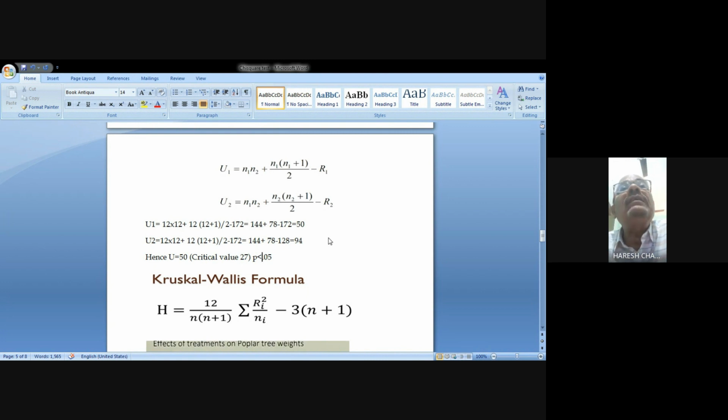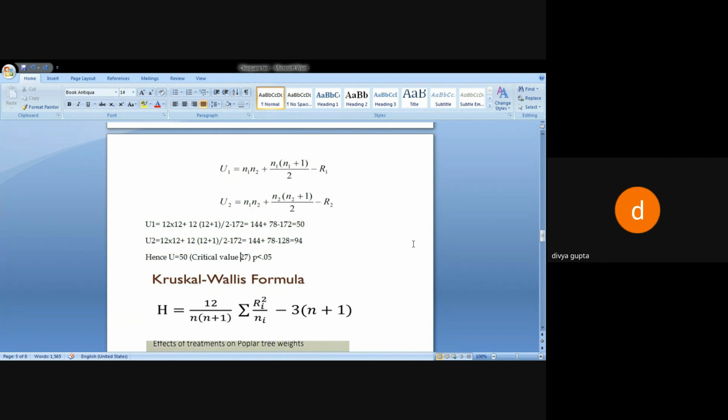Sir, why not here we can write 0.01? Yes, you can write 0.01. But for that, you have to find out the critical value at 0.01. You have to look in the table for the critical value at 0.01. Will it be higher or lower? Sir, it will be higher, I think. Higher. The critical value at 0.01 is higher than at 0.05.